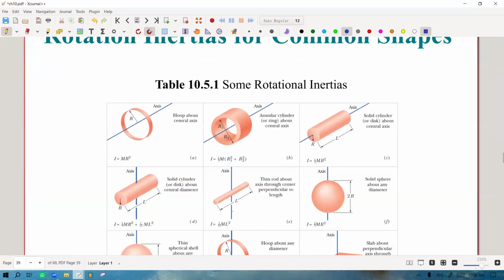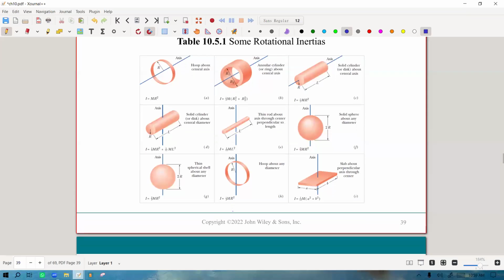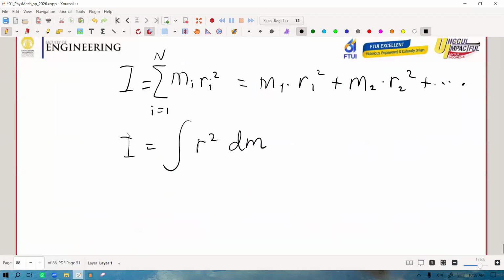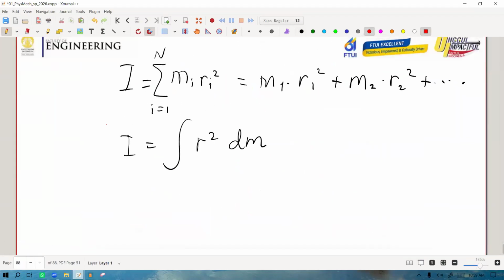For example, in this table they have already calculated values for a cylinder, ring, and ball. For example, if you want to calculate a thin rod about the center, I mean the center of mass, we can use this formulation.